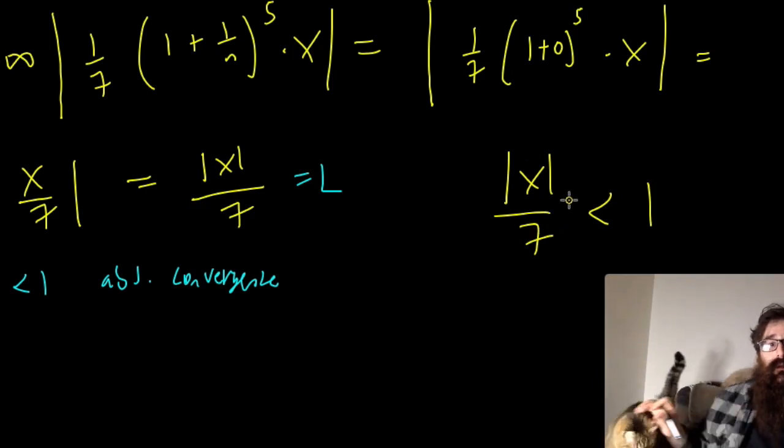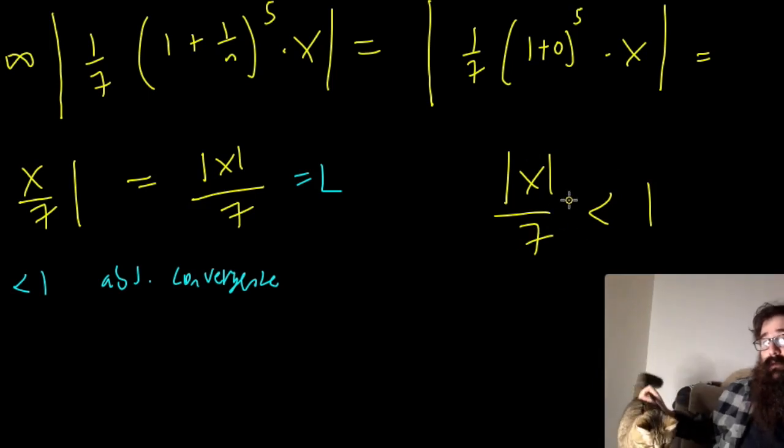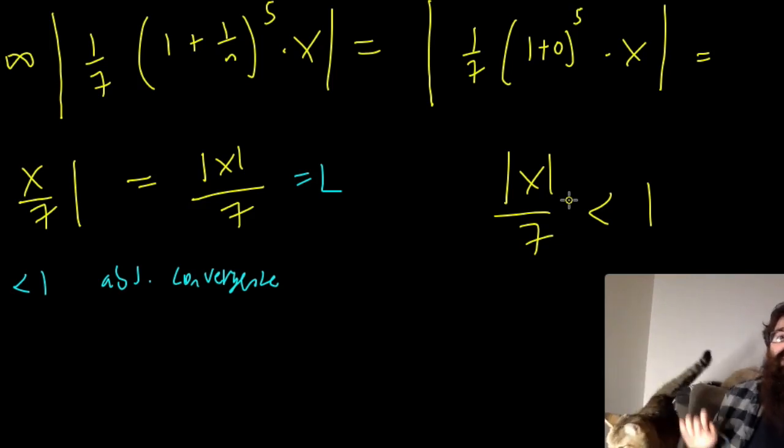So what we can do together, me and my cat crew here, is we can multiply both sides by 7.